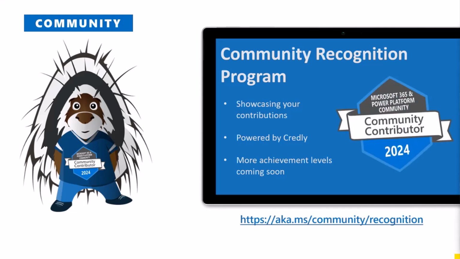All you have to do is go to aka.ms/community/recognition. You have to associate your GitHub account with your email address. And once you create a recognized contribution, like a pull request to one of our repositories, we will automatically issue you a badge, and then you can show it proudly. We can't wait to see what you have to contribute.